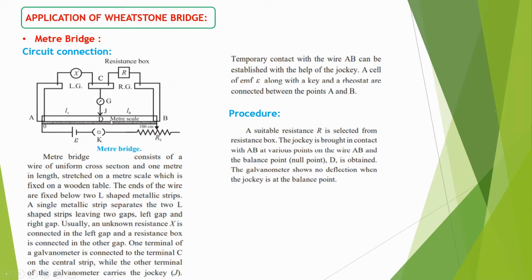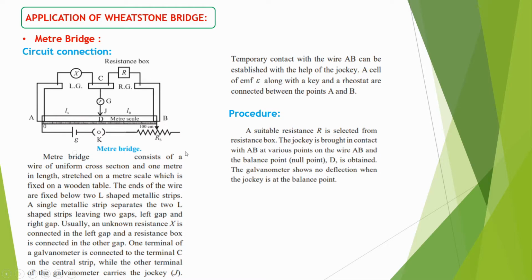This is, suppose, the wire AB, that is about 1 meter in length, and it is fixed on a wooden board which is stretched on a meter scale and fixed on a wooden table. The ends of the wire are fixed below two L-shaped metallic strips. These are the two L-shaped metallic strips, this is the one and this is the second. So between the two L-shaped strips we can fix the wire AB.